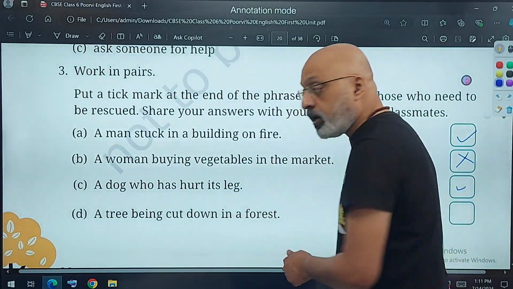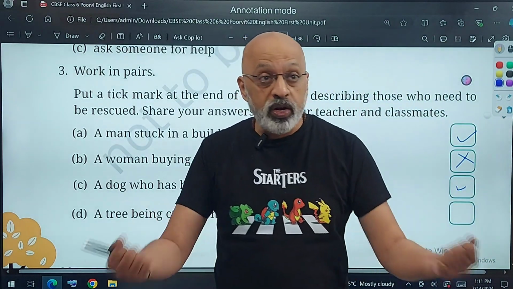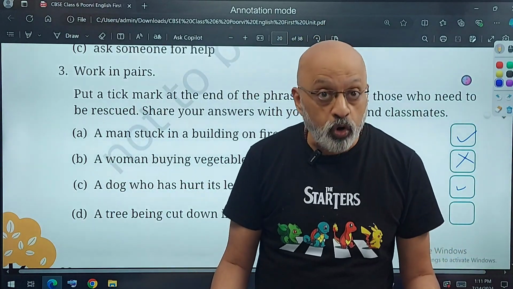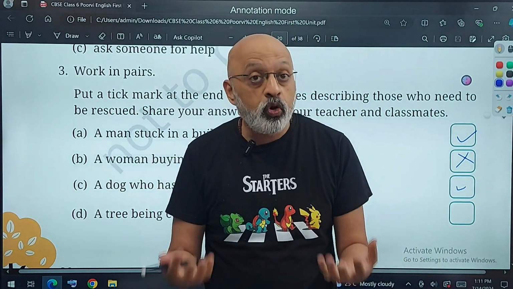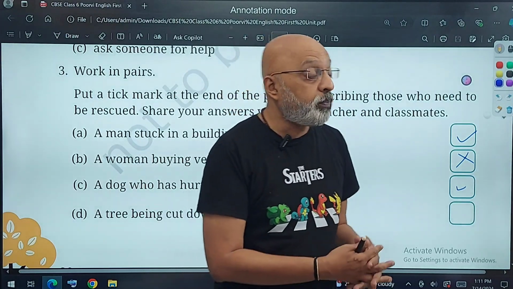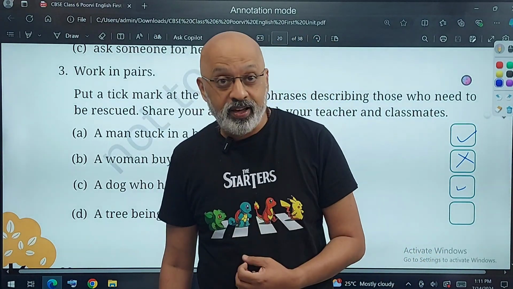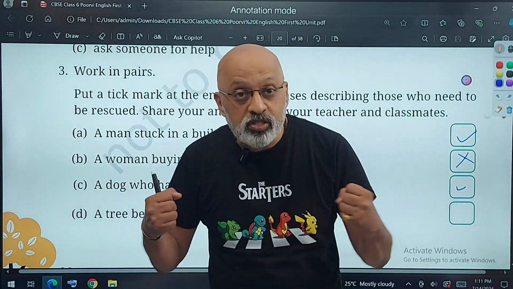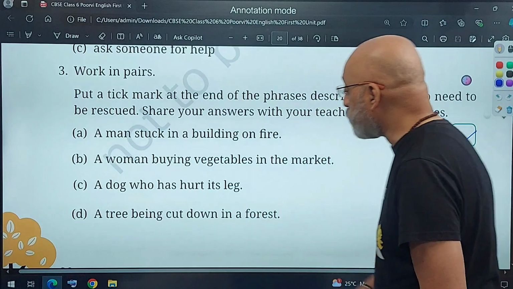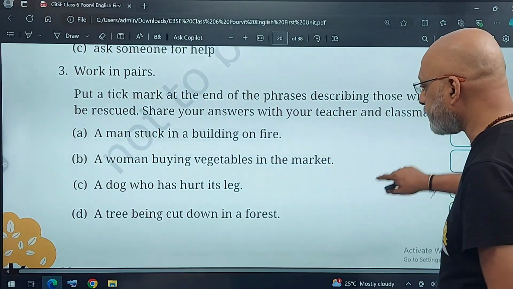A tree being cut down in a forest. Yes, you need to save because we need trees. Why do we need trees? We need trees so that we can have more oxygen. It leads to a better environment. So you need to have trees. अगर कोई पेड़ पौधे ही नहीं होंगे तो भला आपके लिए खाना कहां से आएगा, मेरे लिए खाना कहां से आएगा, है ना? So you need trees, we need to save the environment, so this also needs to be saved. Okay, let's move on.